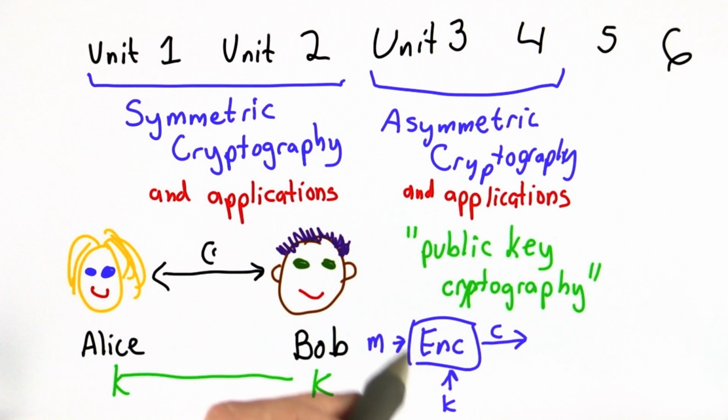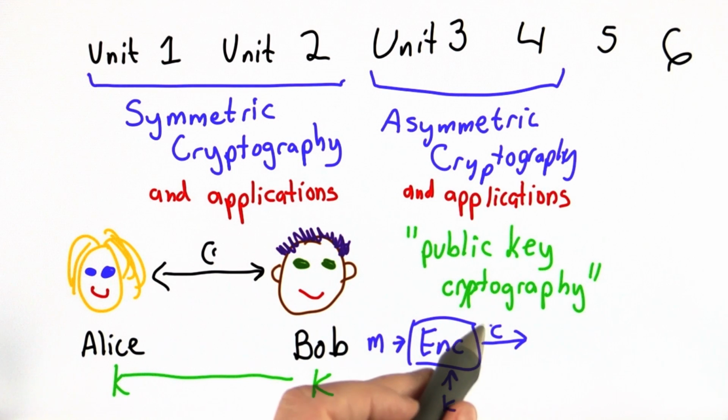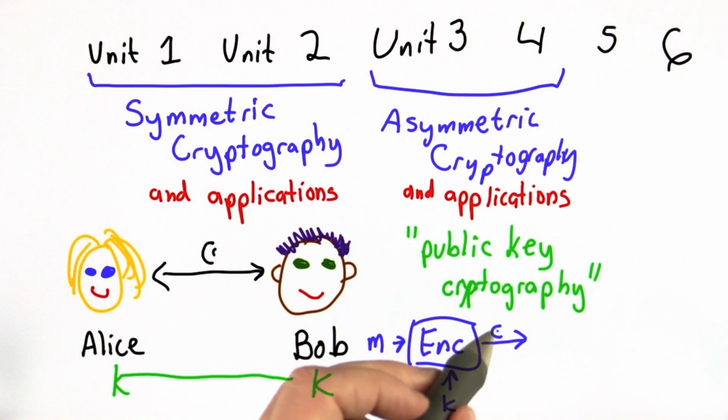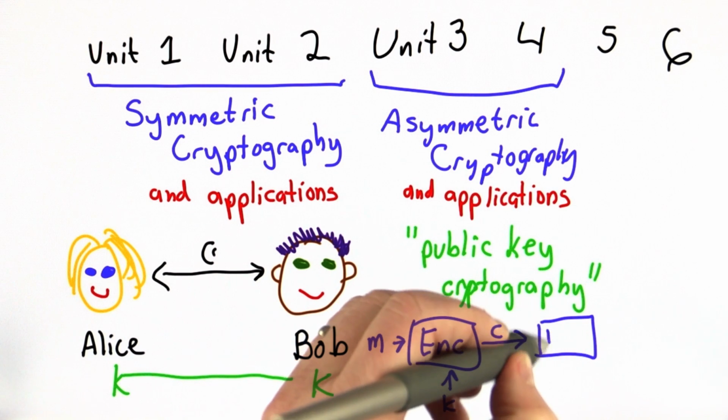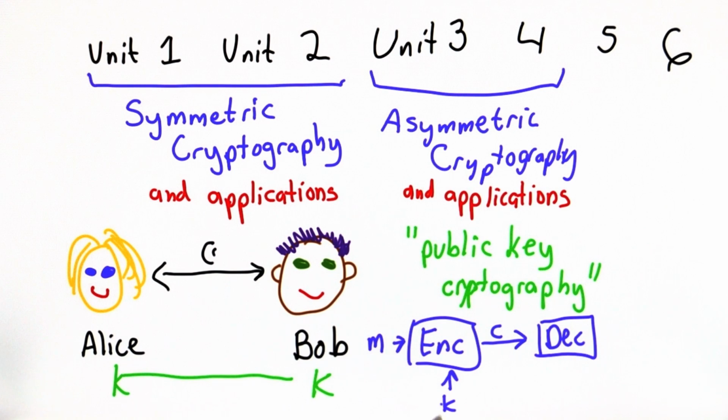It means there's some function that takes a message and a key, produces some encrypted message, which we call ciphertext. In symmetric cryptography, the decryption uses the same key. In asymmetric cryptography, the decryption uses a different key.